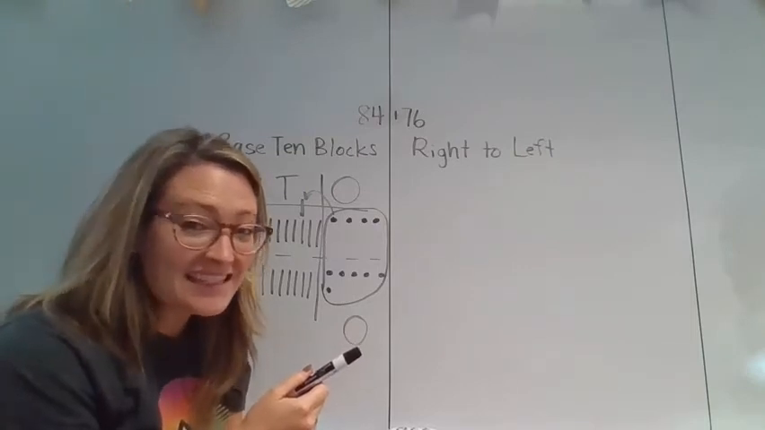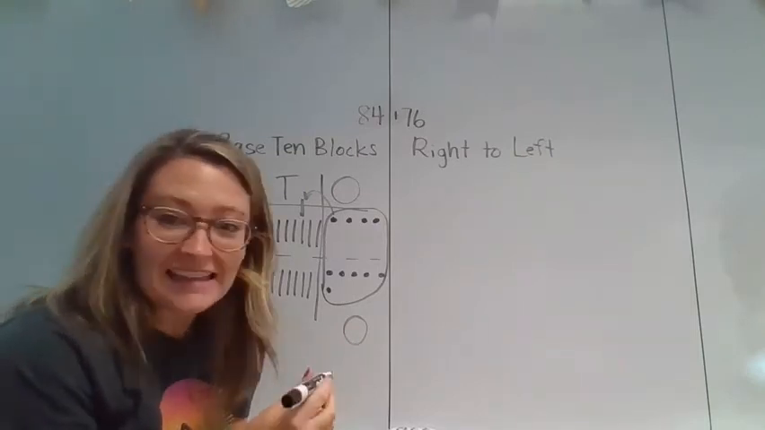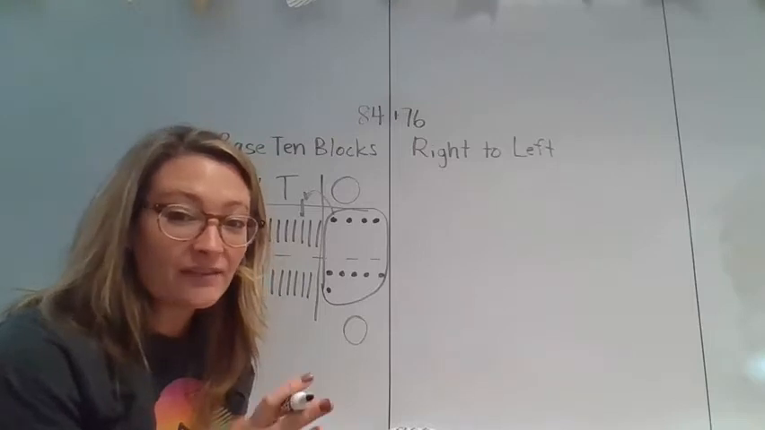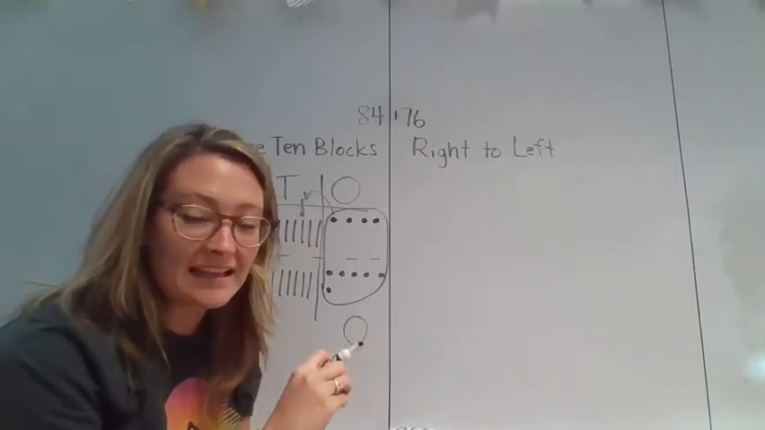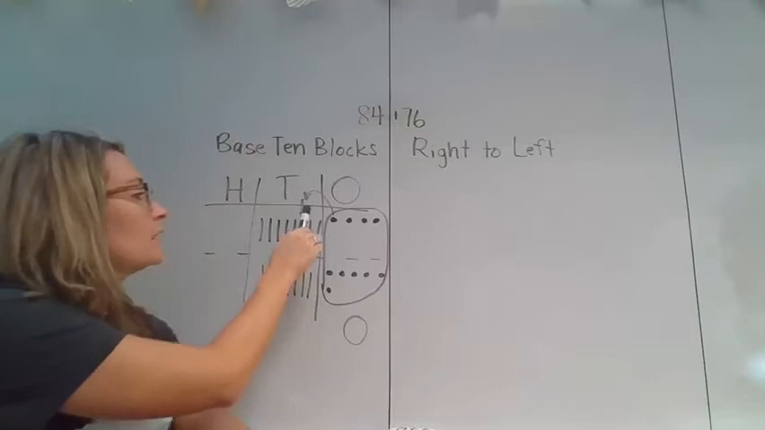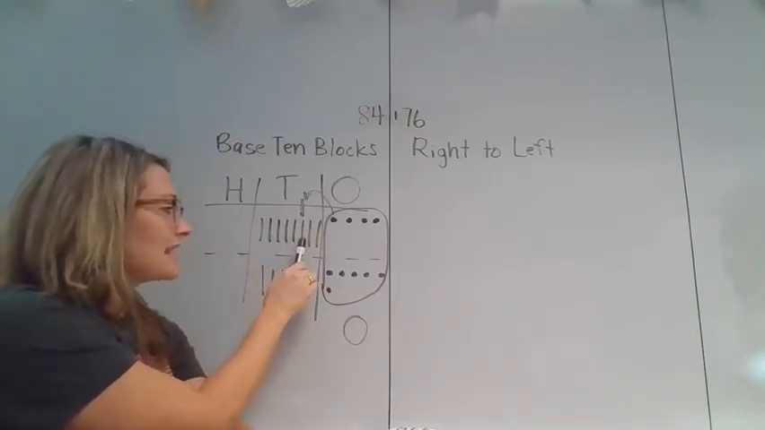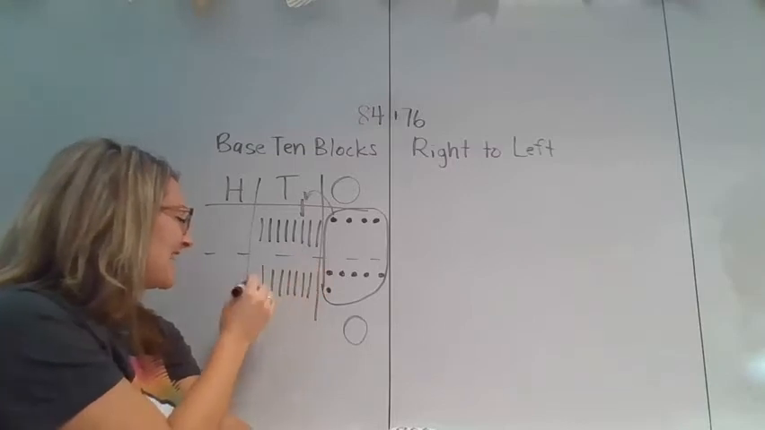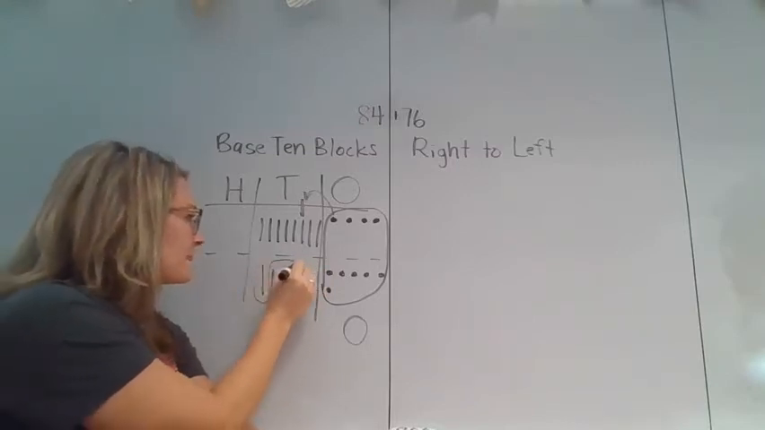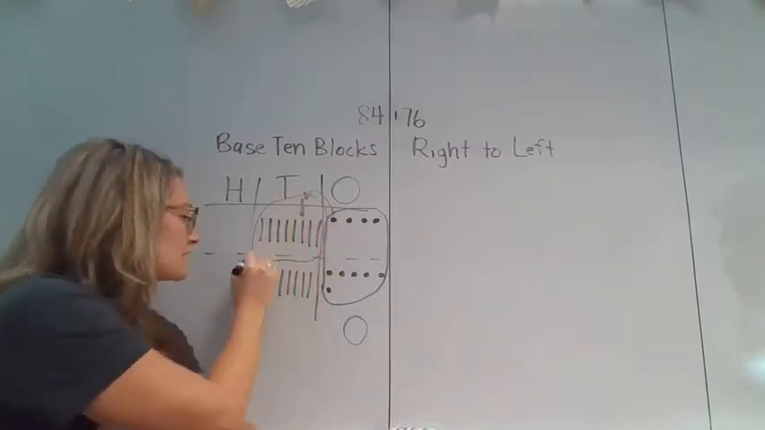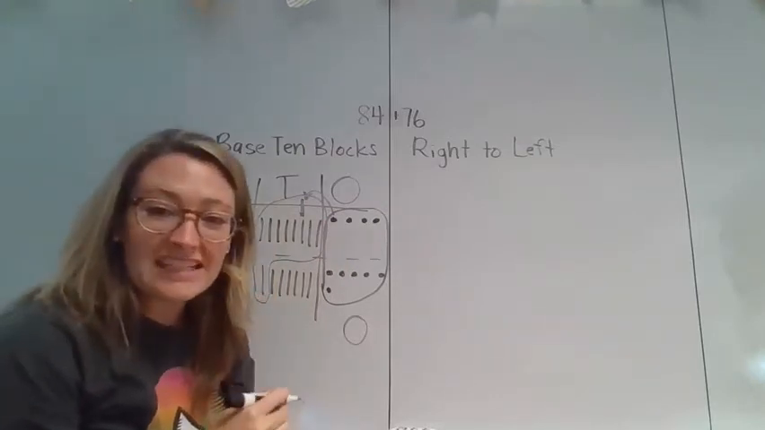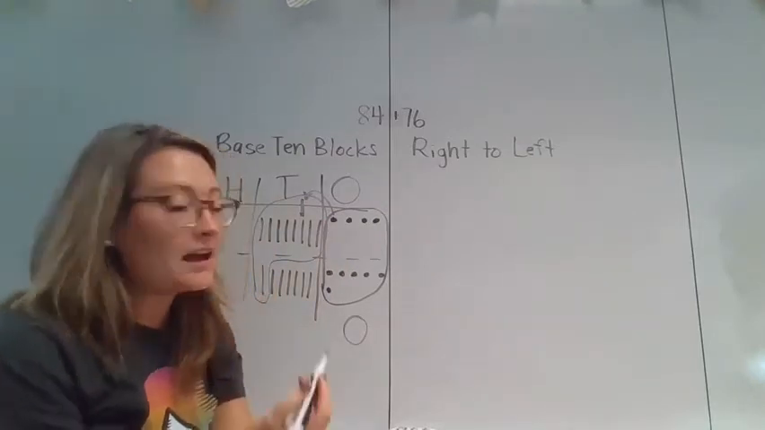Can I have 16 tens? I can't. So I'm going to count out 10 of them, and I'm going to regroup those 10 tens into the hundreds. 1, 2, 3, 4, 5, 6, 7, 8, 9, 10. Let's circle all of those. Those 10 tens become a 100.